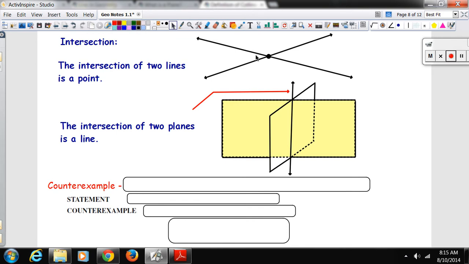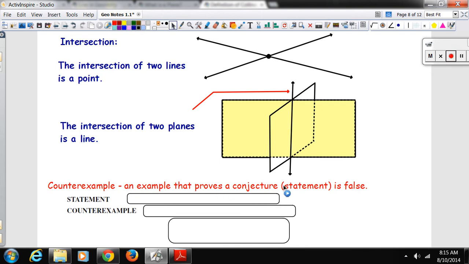So here's a diagram that shows that the intersection of 2 lines is a point. Here's the diagram that shows that 2 planes together would make a line. Counterexample is an example that proves a statement's false. Just giving you some of the key vocabulary words. So here's something. All lines contain exactly 1 point.